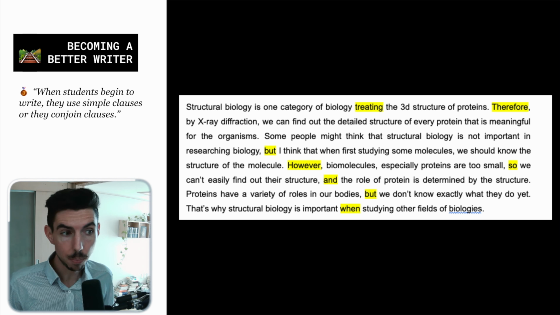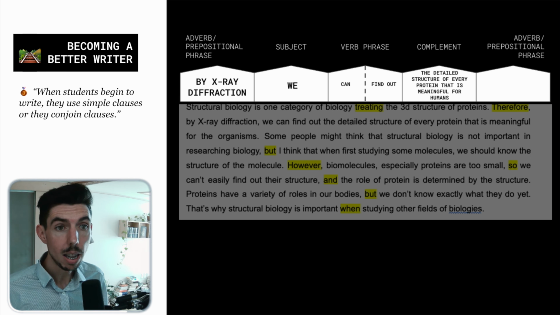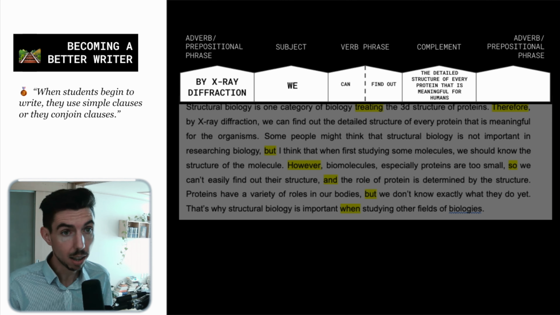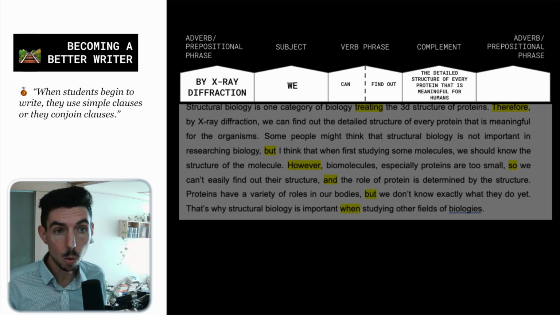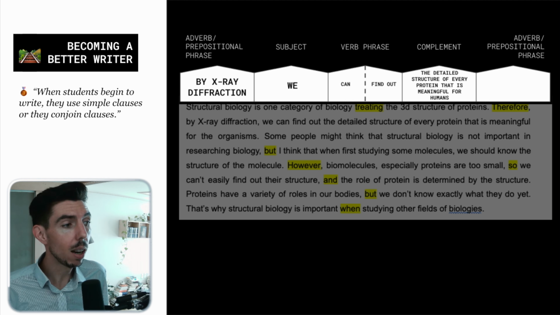The majority, I think, except for one sentence in this entire section, they're all written exclusively in simple sentences. Simple sentence is a technical grammatical term. It just means a subject and a predicate. There are no complex structures hanging off of it. So here's an example of one. If we put it into the syntax structure, we see that the sentence says, by X-ray diffraction, we can find out the detailed structure of every protein that is meaningful for humans.